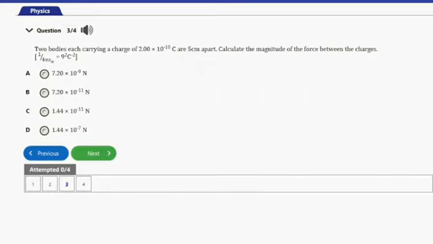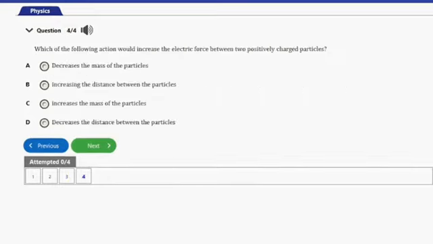Let's go ahead and consider the next and last question, question number 4. It says, which of the following actions would increase the electric force between two positively charged particles? A, decreasing the mass of the particles. B, increasing the distance between the particles. C, increasing the mass of the particles. D, decreasing the distance between the particles.